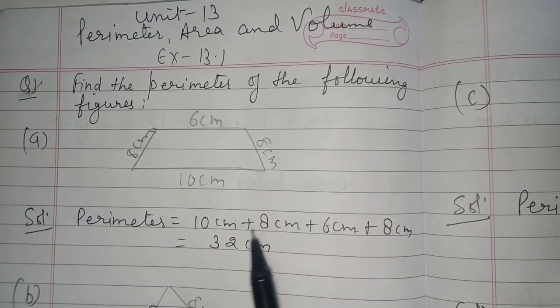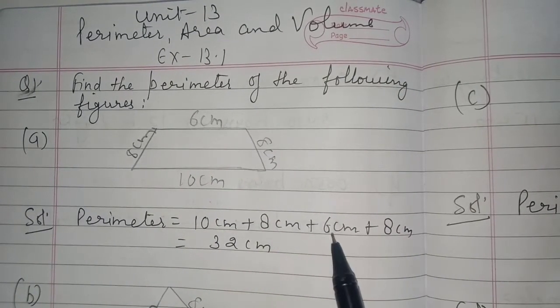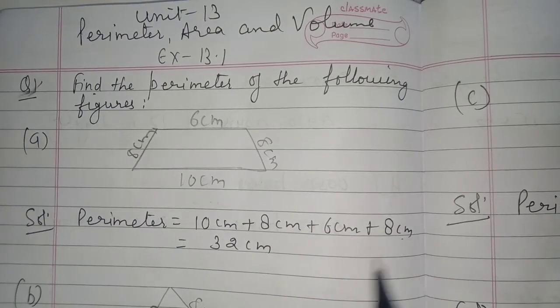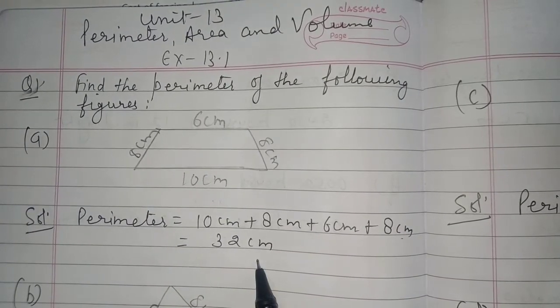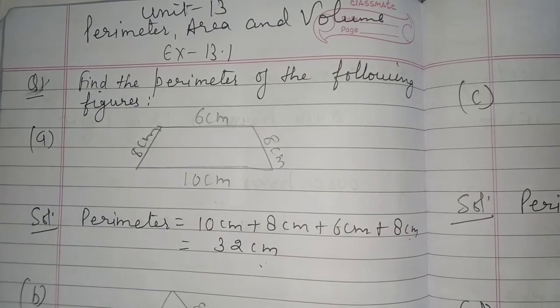So, let us find the perimeter. 10 centimeter plus 8 centimeter plus 6 centimeter plus 8 centimeter. So, we will get 32 centimeter as the perimeter of this figure.